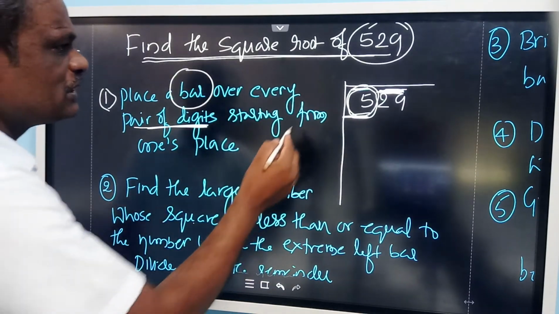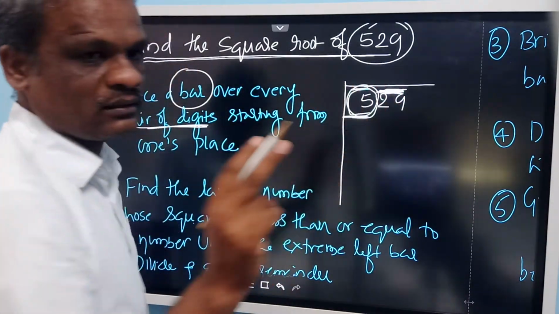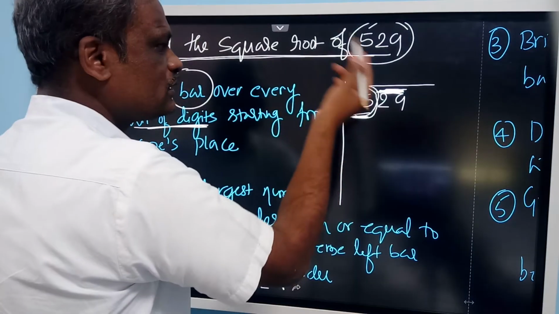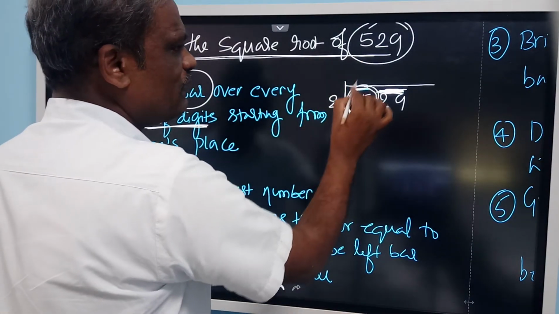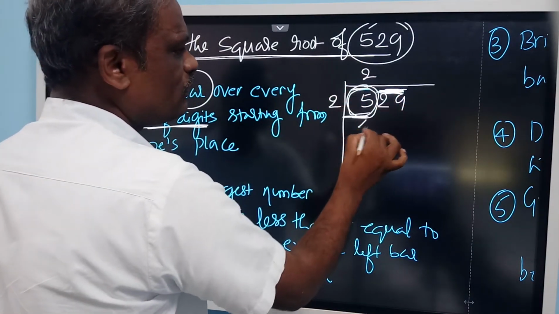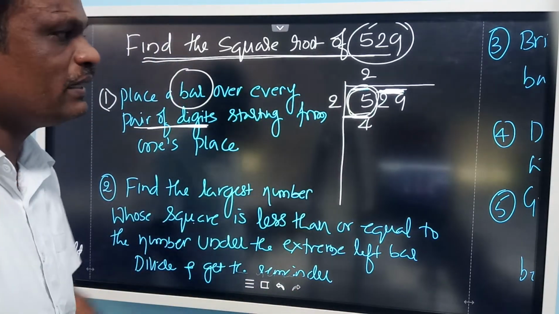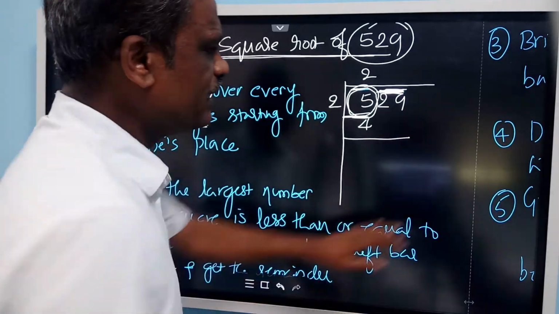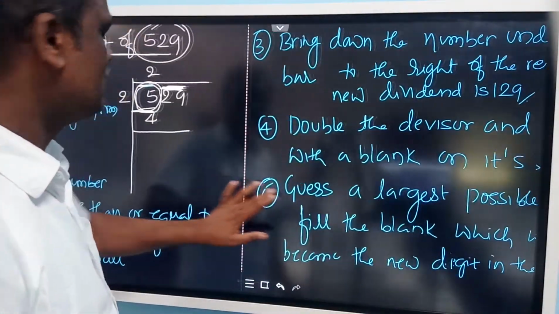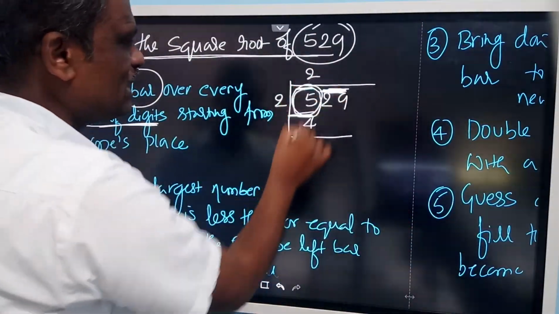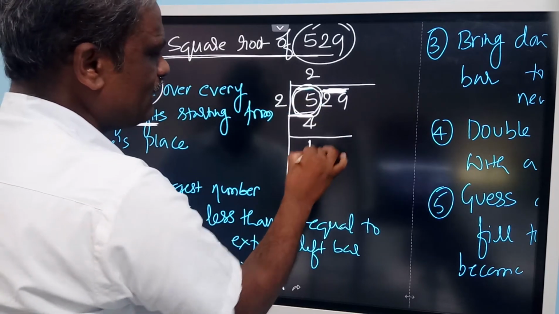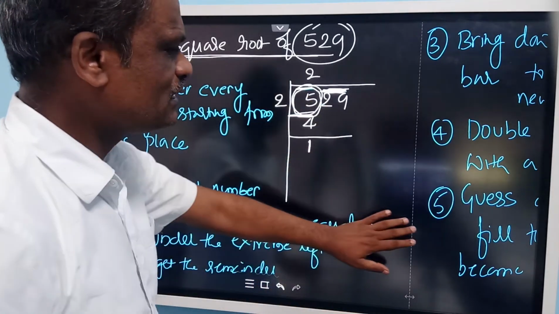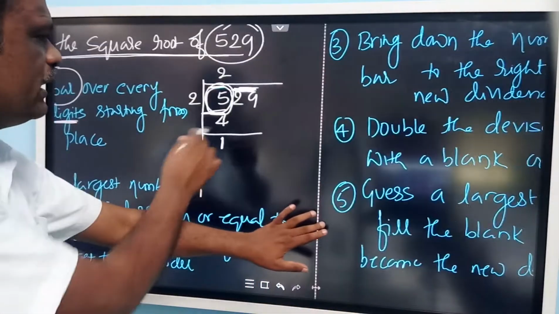So what is that? Suppose I take 2. The square of that, see here, I will write 2, 2 twos are 4. This is the largest square number less than 5. That is the second step. In the third step, divide this and find the remainder. What is the remainder here? 1. So 1 is the remainder now.